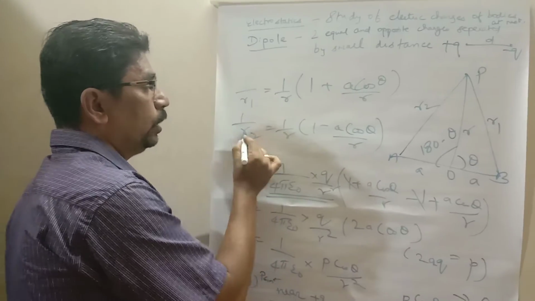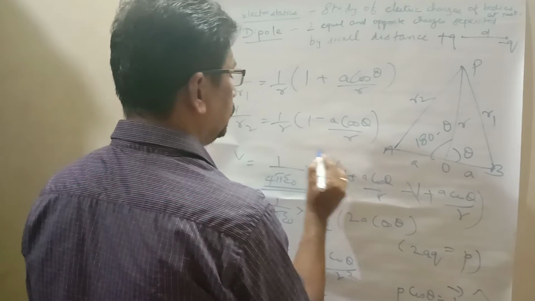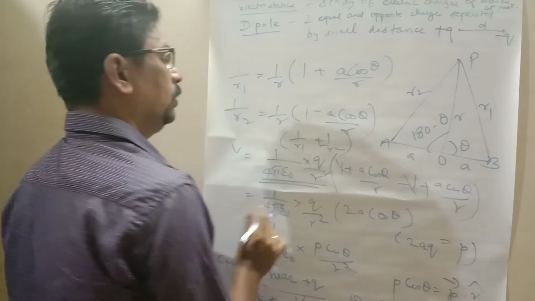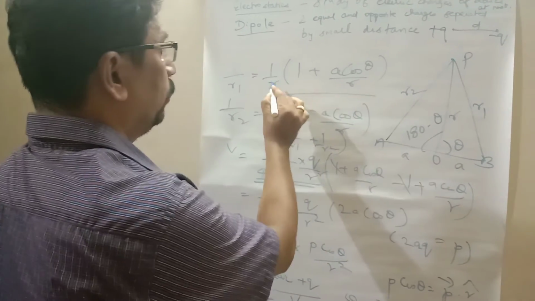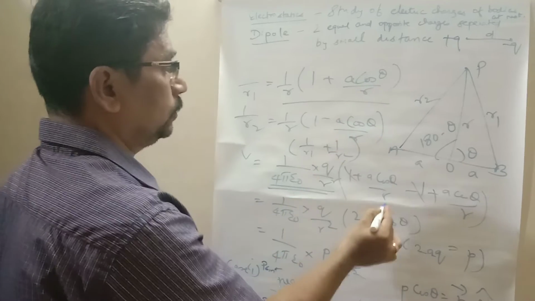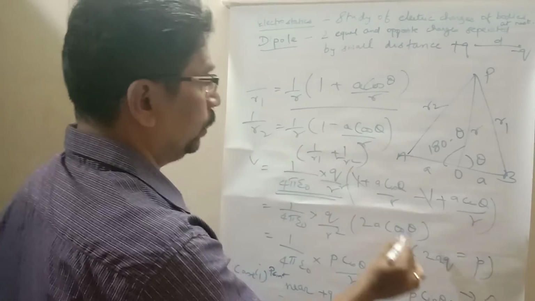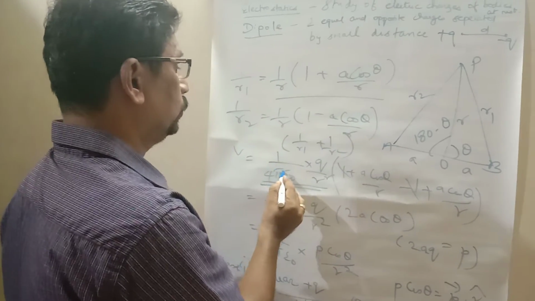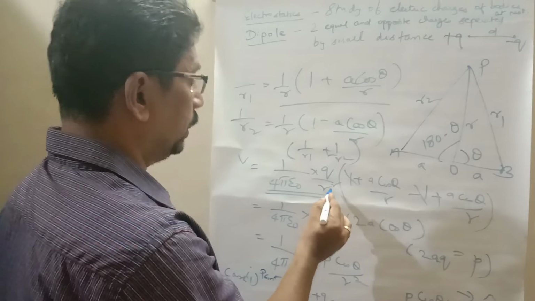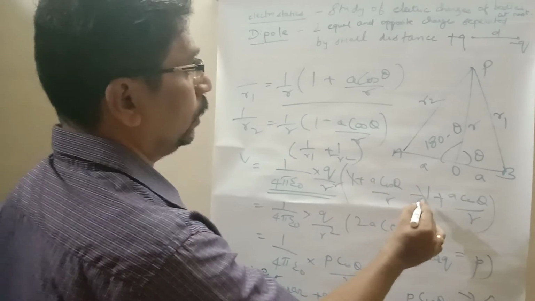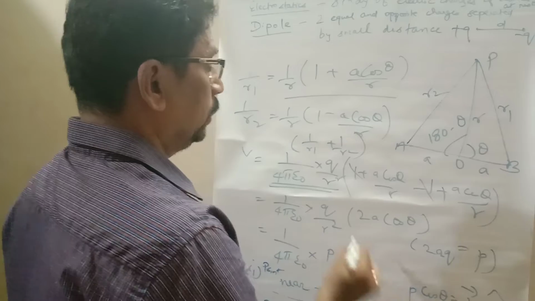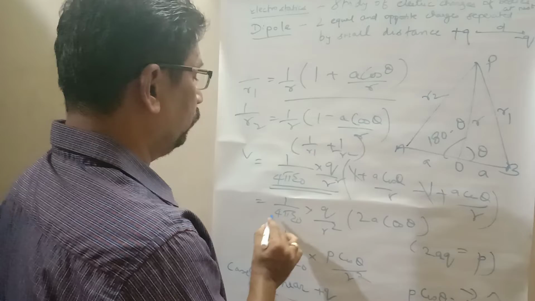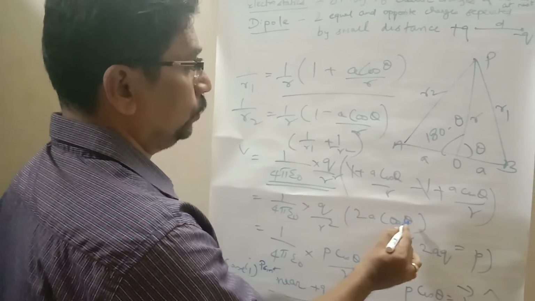And instead of this 1 by r1 plus 1 by r2, we replace 1 by r1 by 1 by r into 1 plus a cos theta by r, and 1 by r2 by 1 by r into 1 minus a cos theta by r. We take this 1 by r out. Now 1 by 4 pi epsilon into q by r square, 1 plus a cos theta by r minus 1 plus a cos theta by r. Here we cancel this 1. Now the formula becomes 1 by 4 pi epsilon into q by r square into 2a cos theta.